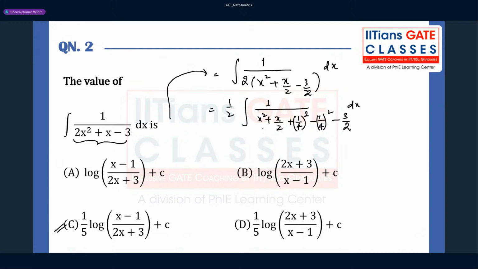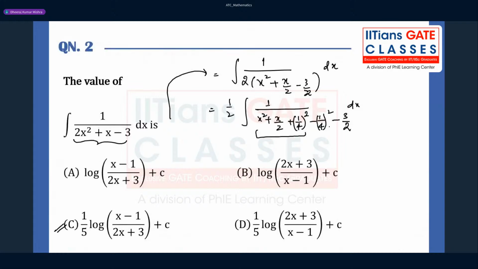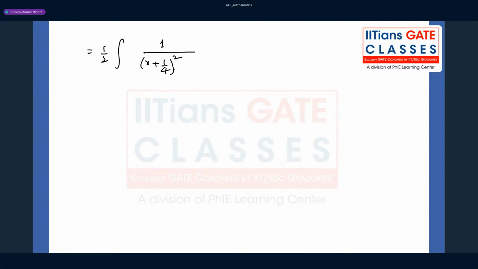Now dx. So you can write now this as what? Can we move to the next page? Yes. So 1 by 2 integration, this is nothing but x plus 1 by 4 whole square, right? And now you can simplify this. I believe everybody can simplify. So this is nothing but minus 1 by 16 minus 3 by 2 dx, right? So you can simplify this.